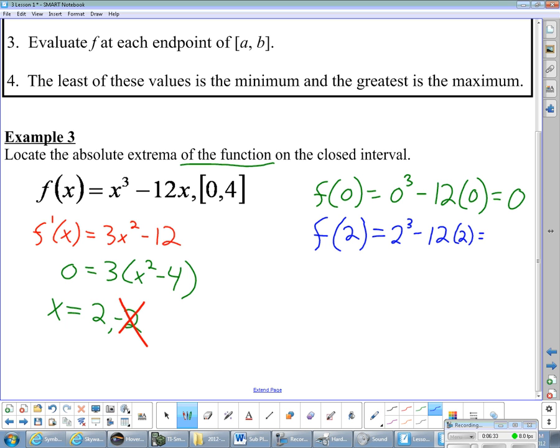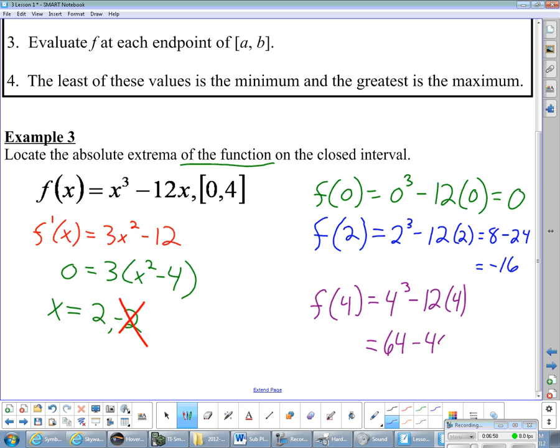And so what we get here is 2 cubed, which is 8, minus 12 times 2, which is 24. And so then 8 minus 24 is negative 16. And then f of 4, so we're going to plug in 4. So we have 4 cubed minus 12 times 4. 4 cubed, 4 times 4 is 16, times another 4 is 64, minus 12 times 4 is 48. And so what we get then is 64 minus 48, which is going to be 16.